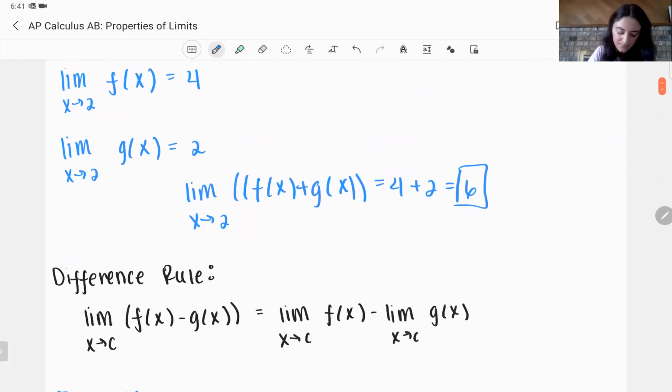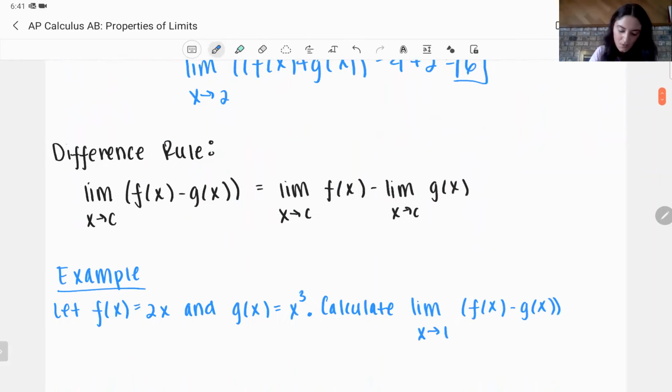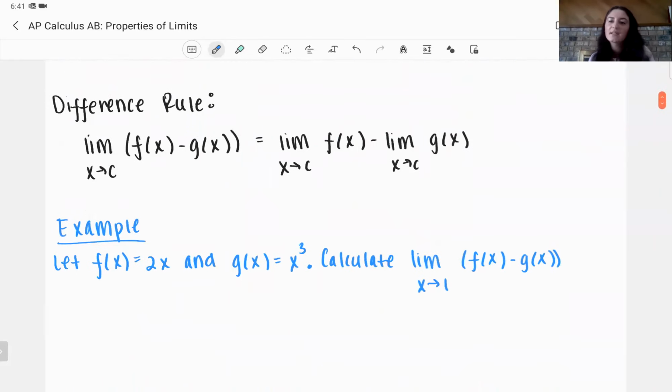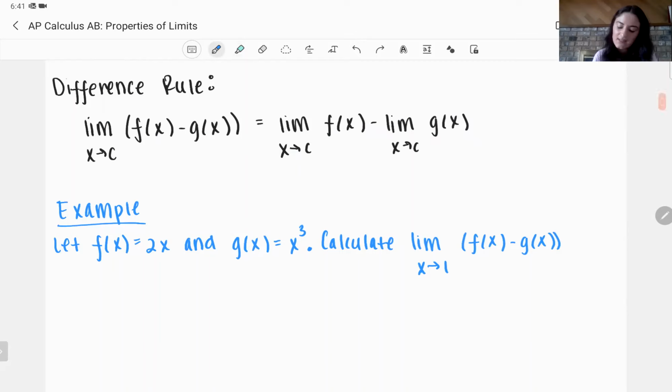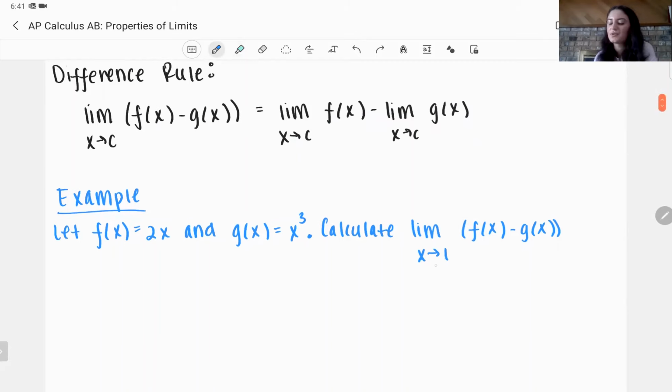The next property is the difference rule. This says that if you're asked to calculate the limit of two functions being subtracted from each other, you can apply the same reasoning: just calculate each limit separately, get those answers, and then subtract them. So we have this example here. Let f of x equal 2x and g of x equal x cubed. Calculate the limit as x approaches 1 of f of x minus g of x.